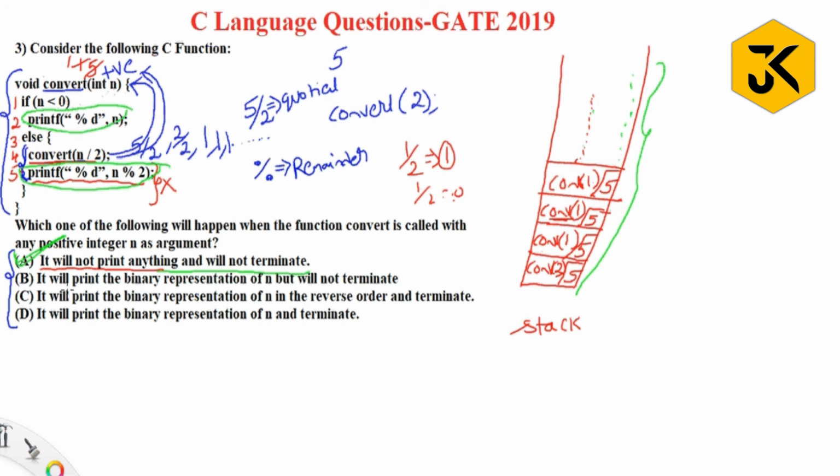The other answers say it will print the binary representation of n, but it will not terminate. Yes, it will not terminate, but they say it will print the binary representation, while it won't print anything. So this option is wrong. Here also it will print, but there is no print here. Here also it will print, but no print. So option A is the correct answer.